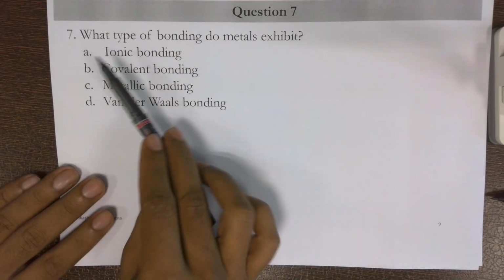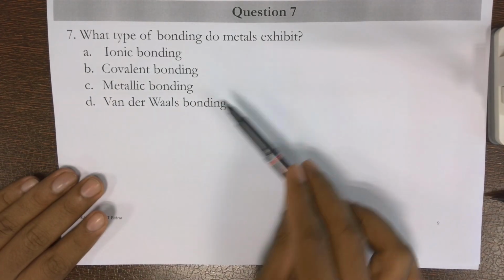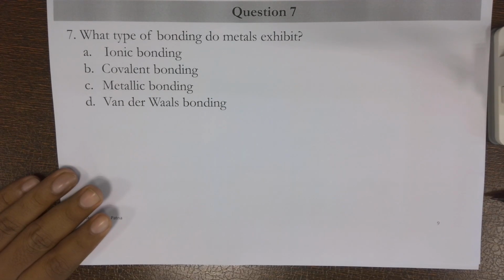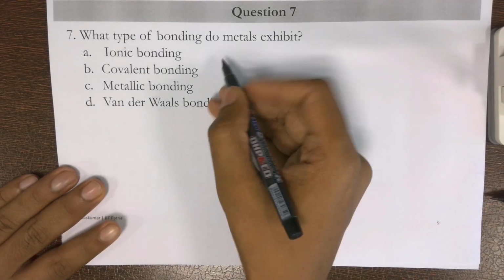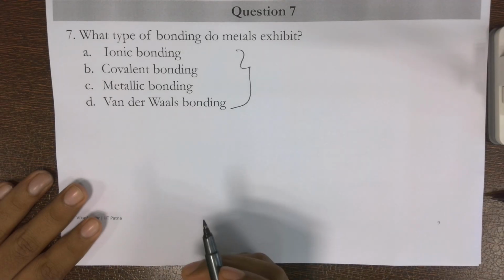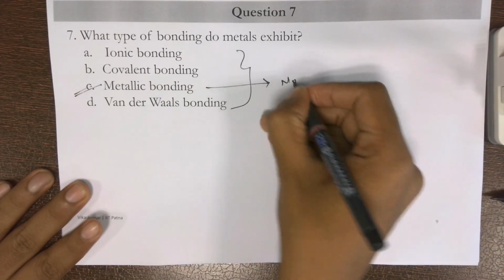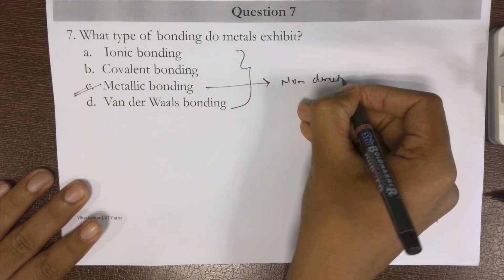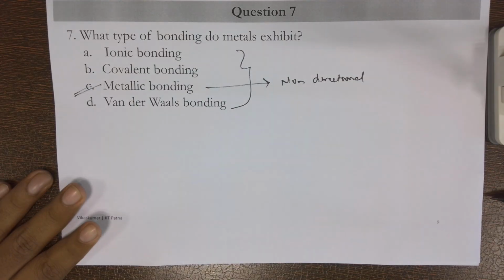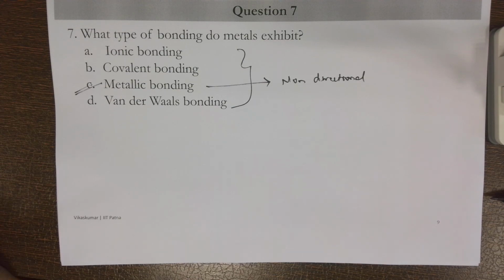The question states that metal exhibit metallic bond, van der Waals bond. Among these 4 types of bonding, which metal exhibit metal bonding? And it's not directional. So it can form a high coordination number. It will surround itself with atoms and it will try to maximize the number of coordination as possible.